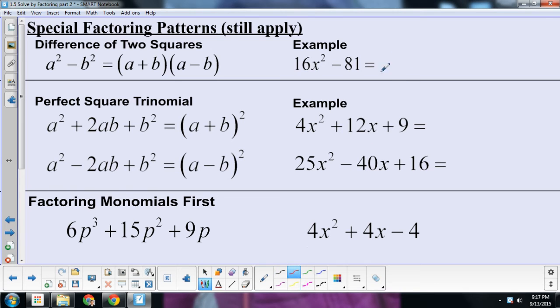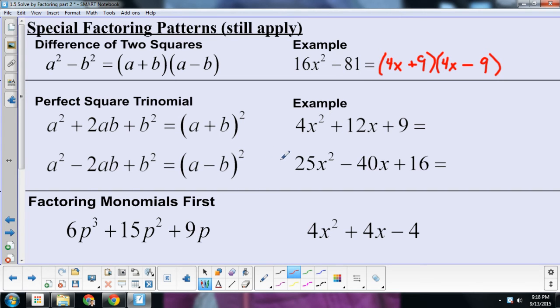I don't need the British method here because I recognize the difference of squares. I know that the first term in each of these binomials needs to be 4x because that's the square root of 16x squared. I know the second term in each of these needs to be 9 because that's the square root of 81. I know that I'll have a plus in one and a minus in the other. Quick FOIL to check it. 16x squared minus 36x plus 36x is 0. There's nothing there. And then 9 times negative 9 is negative 81.